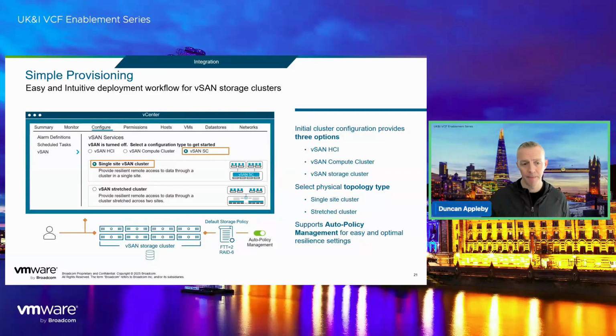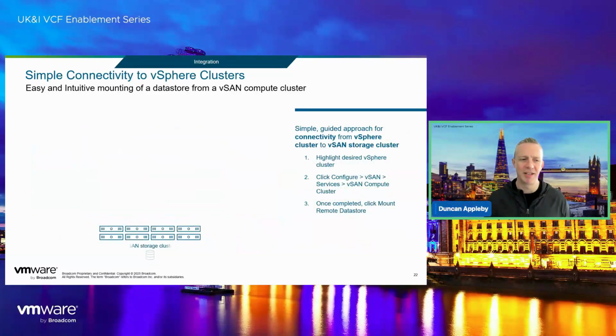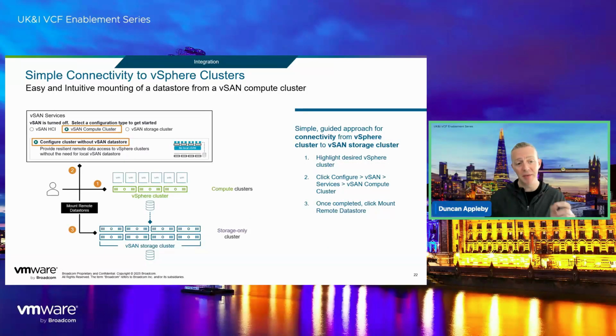But what about those client clusters I talked about? So very similar. There's a workflow, and we can see we select vSAN compute cluster. And all of this then enables us to speak to the vCenter server where the vSAN storage cluster is connected, and then it will mount that vSAN storage cluster data store, so a single vSAN data store, and then mount that to my vSphere cluster. So yeah, there's not a lot to it.